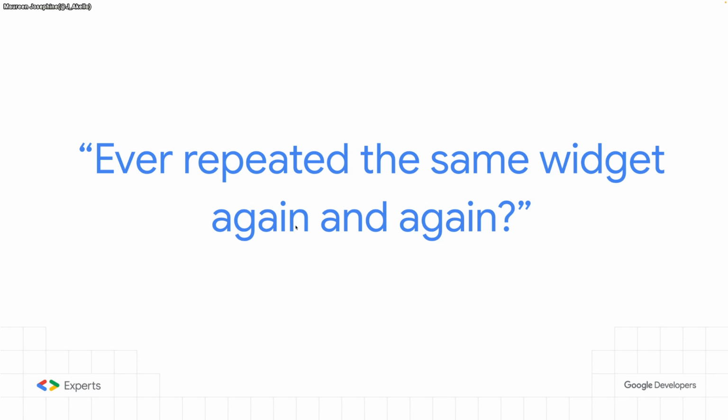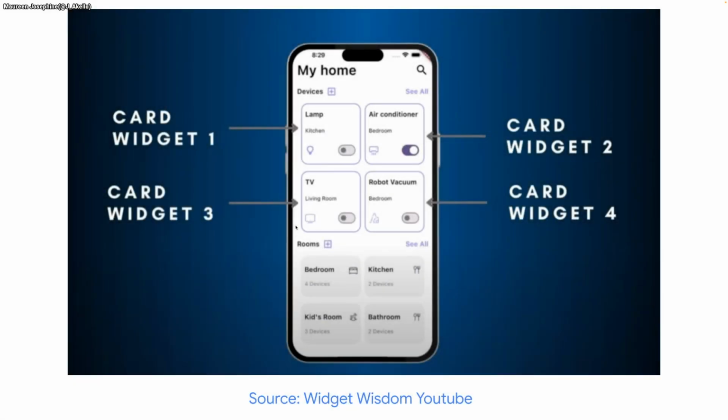And this is where the custom widgets come into play. This is a picture I took from one of the YouTube channels. It's called Widget Wisdom YouTube. You could check it out if you have time. So this is a sample mobile app that has different types of widgets on the UI. On the left, you could see card one, card two, card three, card four. And it's all about the devices that you could use on your home device. From this, for example, the lamp, the air conditioner, the TV, the robot.